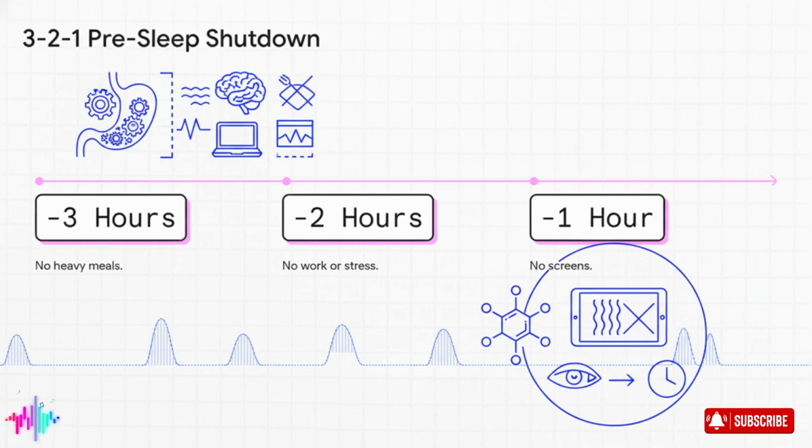Implement this 3-2-1 countdown to signal to your nervous system that it's time to power down. So 3 hours out, no heavy meals. 2 hours out, no work, no stressful inputs. And 1 hour out, this is the big one, absolutely no screens. That blue light actively suppresses your melatonin production, literally sabotaging your sleep quality before you even close your eyes.